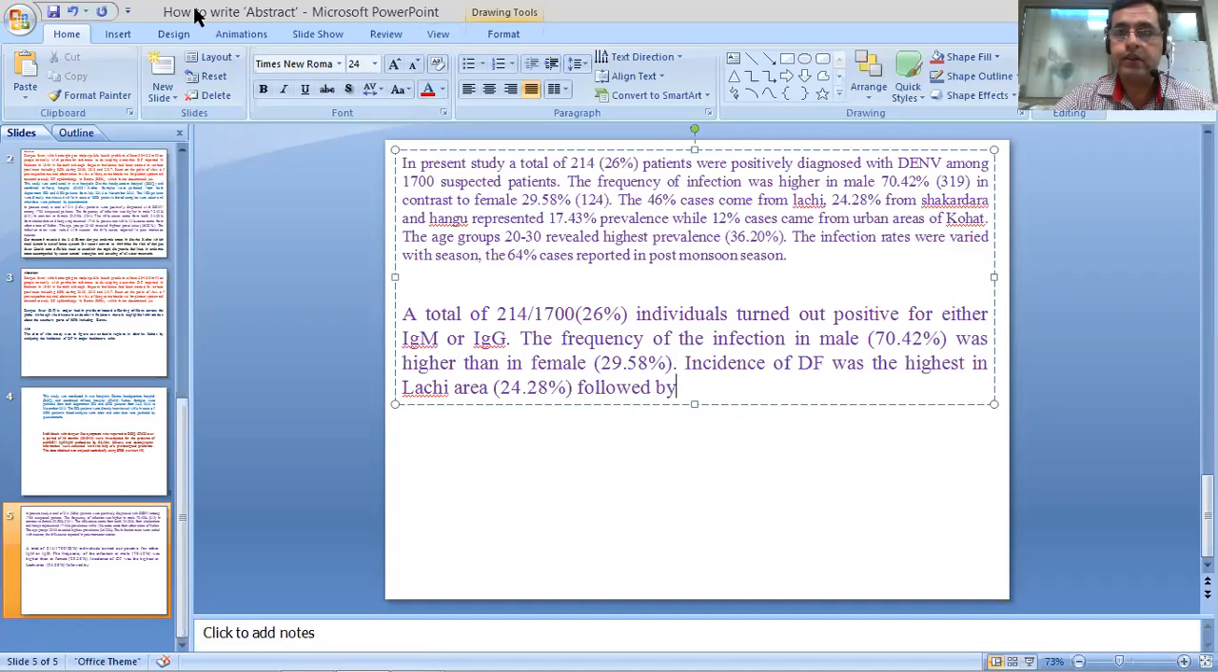followed by Hangu. You can give out the percentage here, and city. You also can give out the percentage here. Okay, that's done.